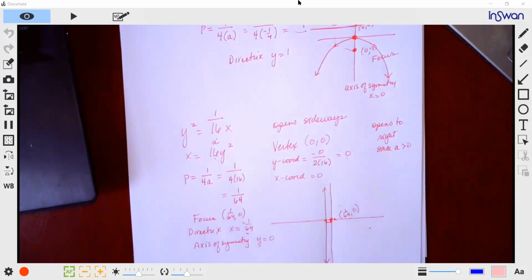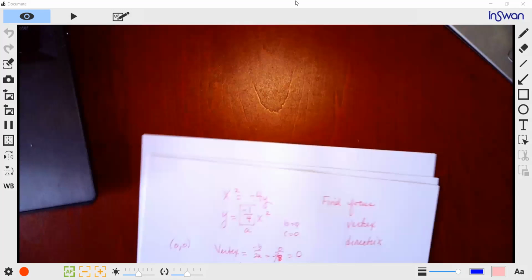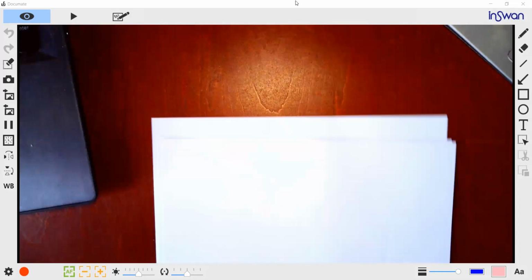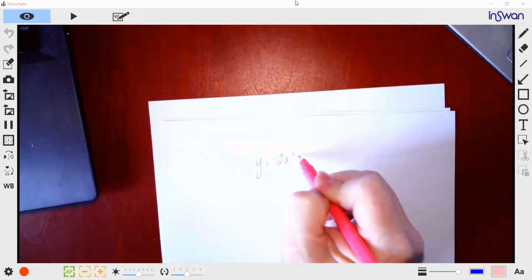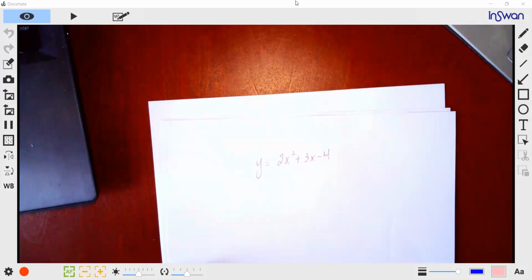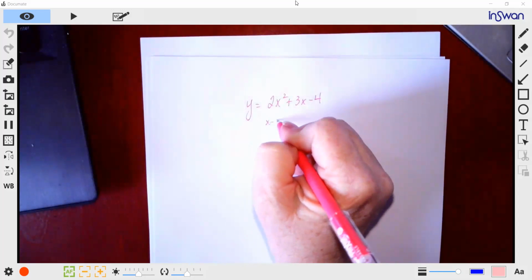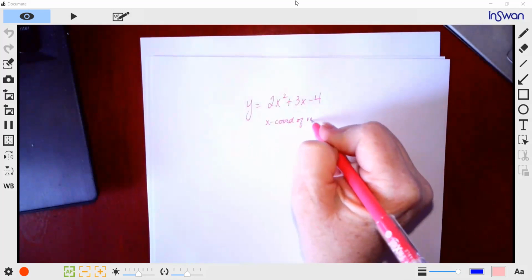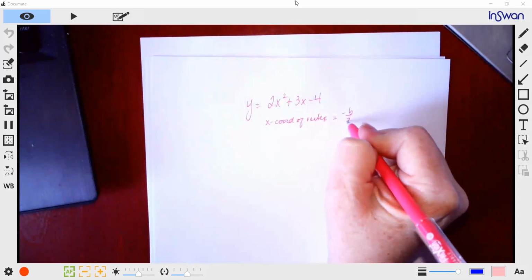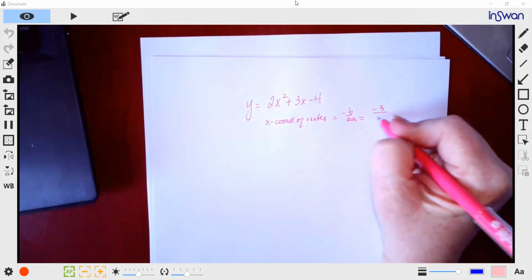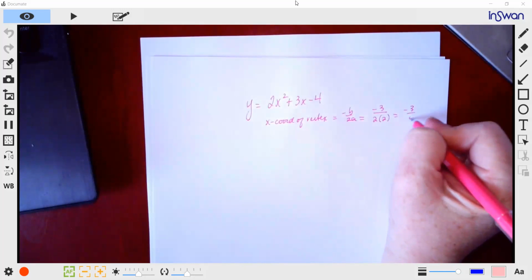Did somebody else have a question also? Yes, I did. Is there ever going to be a time where the axis of symmetry won't be, at least in this class, x equals 0 or y equals 0? If your vertex is not at the origin, that would be the case. For example, if you had something like this, my vertex, if I take negative b over 2a, that will be negative 3 over 2 times 2, which is negative 3/4.